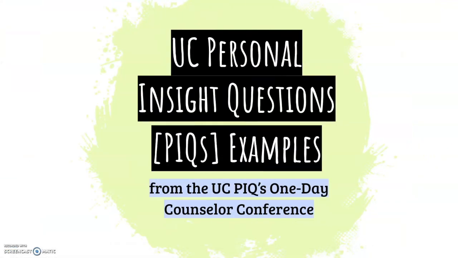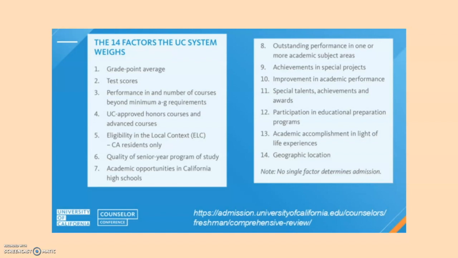This video has UC Personal Insight question examples, and it is taken directly from the UC's One-Day Counselor Conference. First and foremost, these are the 14 factors that the UC system takes into account and considers through holistic review for freshman admission. Holistic review means that they're not just focusing on one thing, they're looking at them all together.